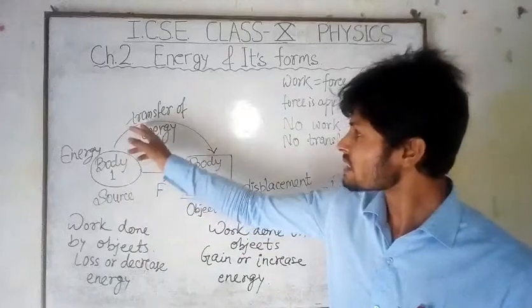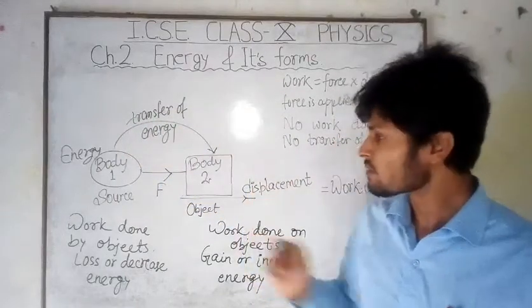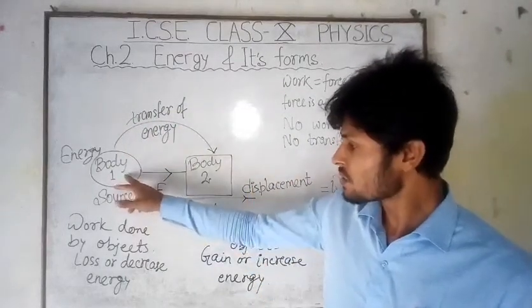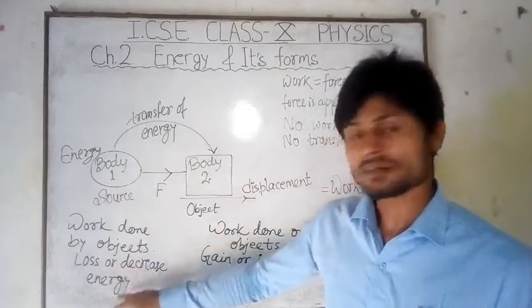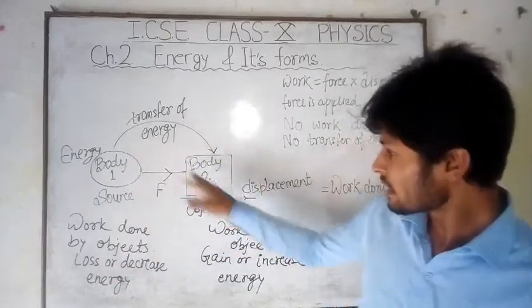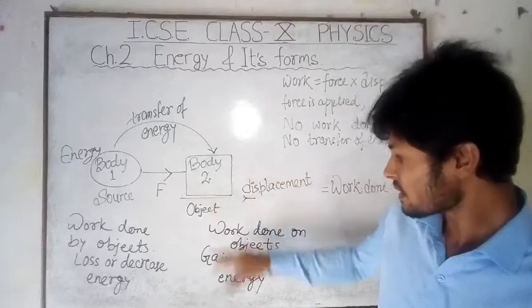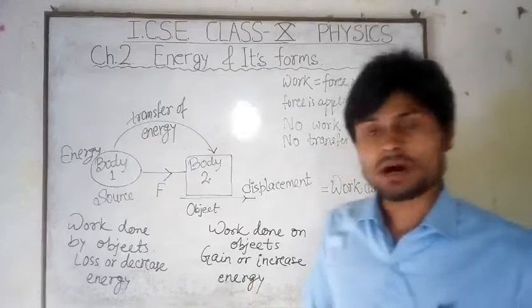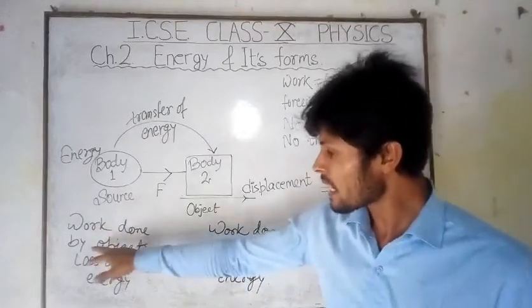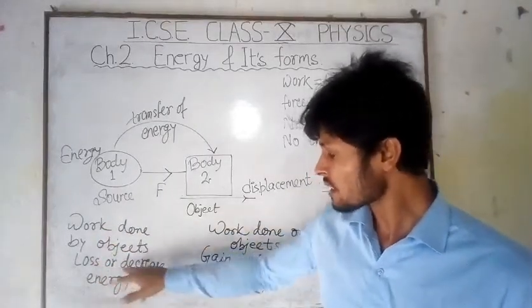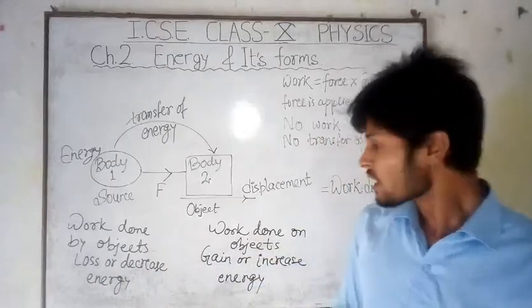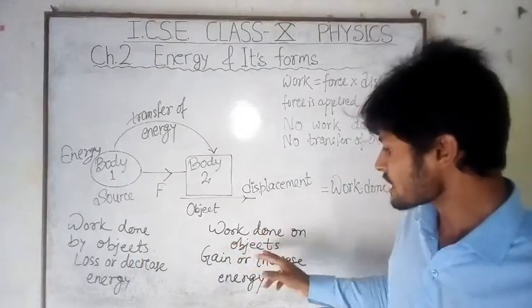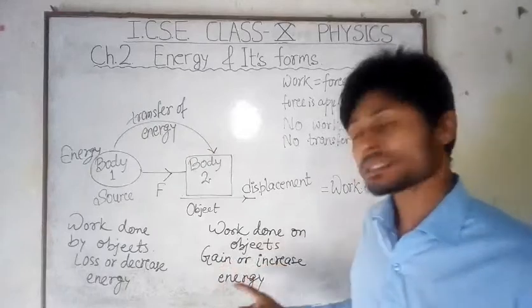So if there is a transfer of energy, then this source loses or decreases some energy, and this object gains or increases its energy. So what we found is that objects doing work lose or decrease their energy, and objects on which work is done gain or increase their energy.